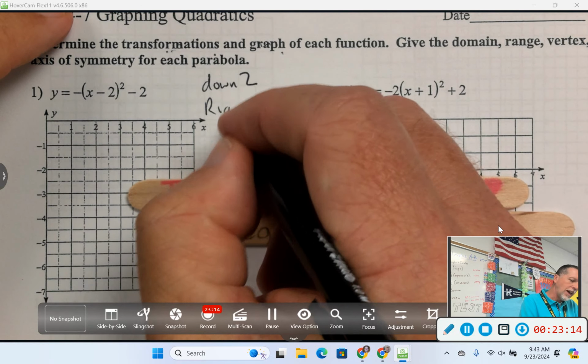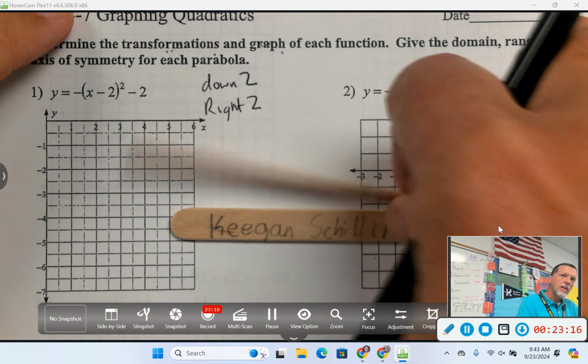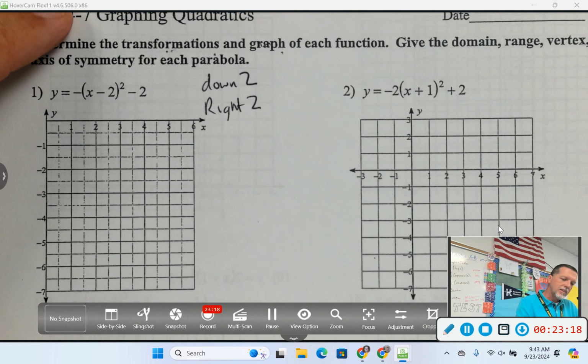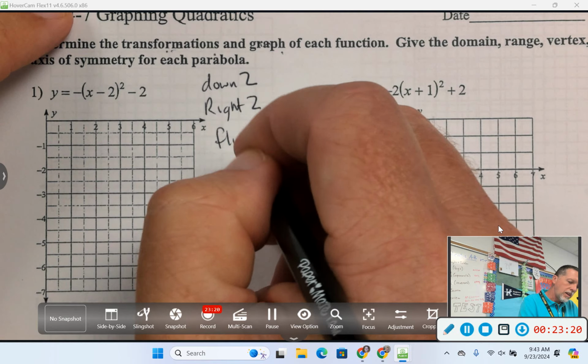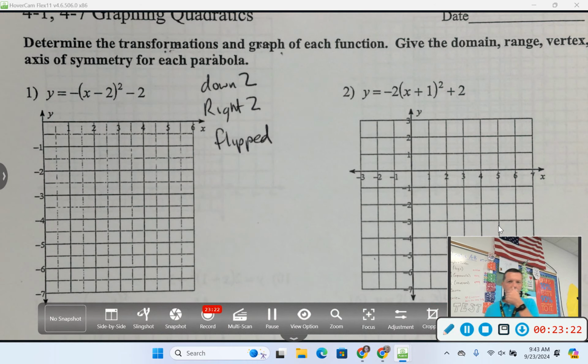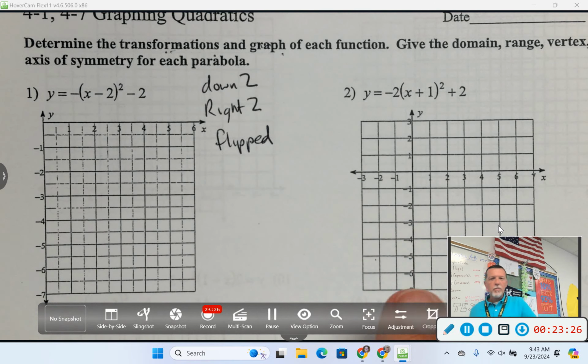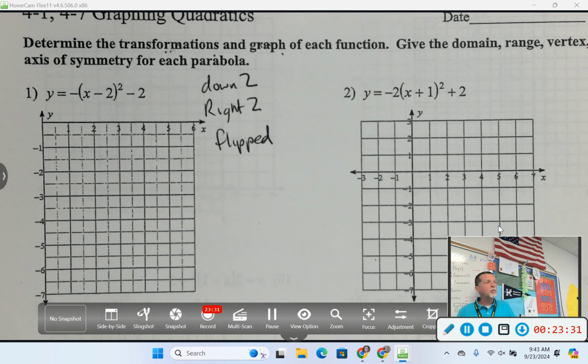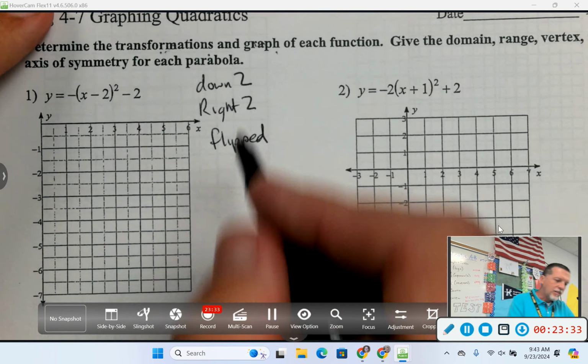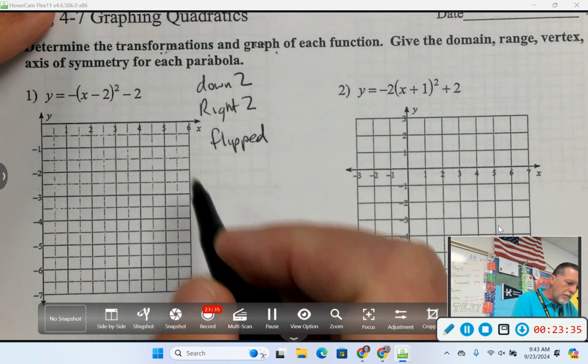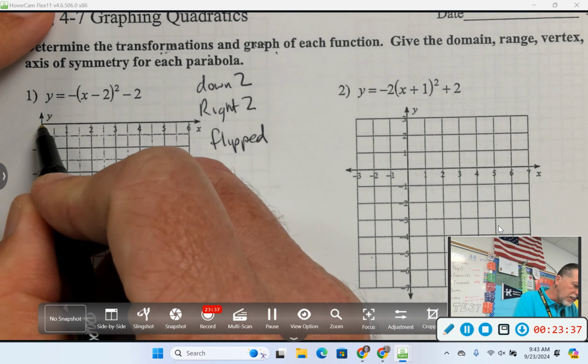Right 2. Right 2. Good. The x stuff is backwards. And Keegan, what else? It's flipped. So there's our transformations. Be careful on this worksheet because the graph paper is sort of specific to each problem. It's not the standard graph. So when you go down 2 and right 2, make sure you're starting from the origin.